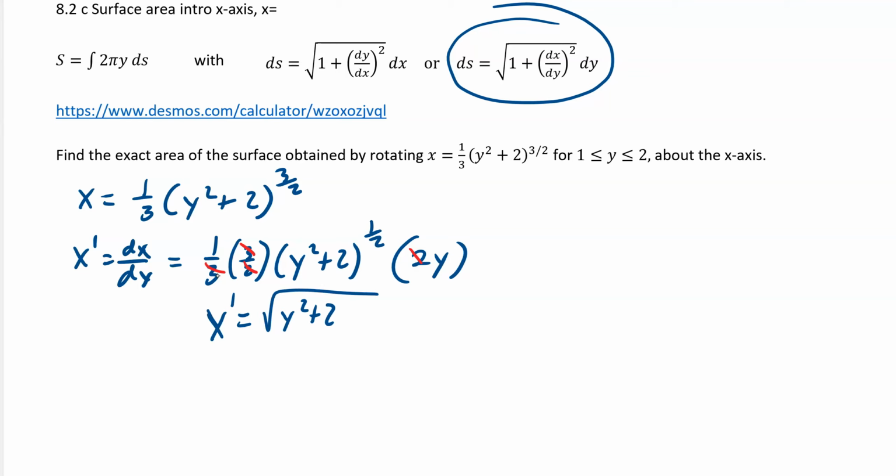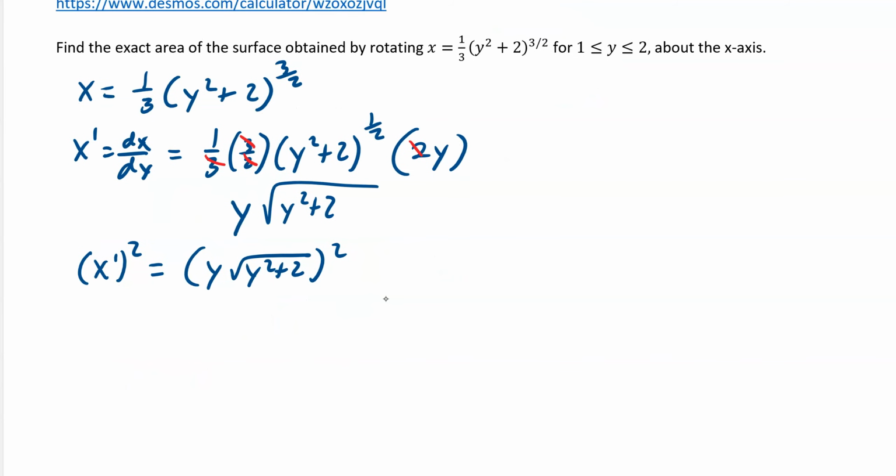x prime, not y. So x prime equals, why did I put a y? That's the confusing part. All right, let's erase. Y, there we go. So we have y, square root, y squared plus 2. What I was saying is we're going to square, so we put the square root, so it's a nice cancel. So now we have x prime squared, which would just be y times the square root of y squared plus 2, squared. So that's y squared times y squared plus 2, like that.